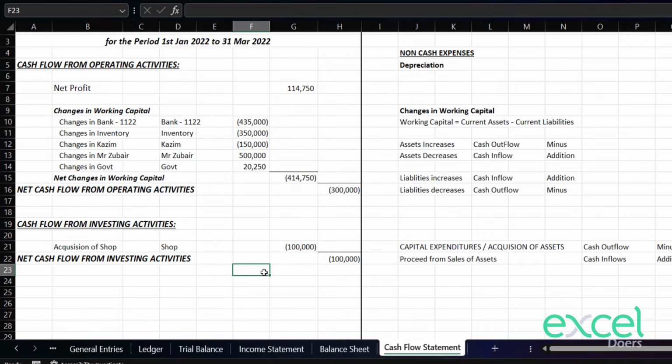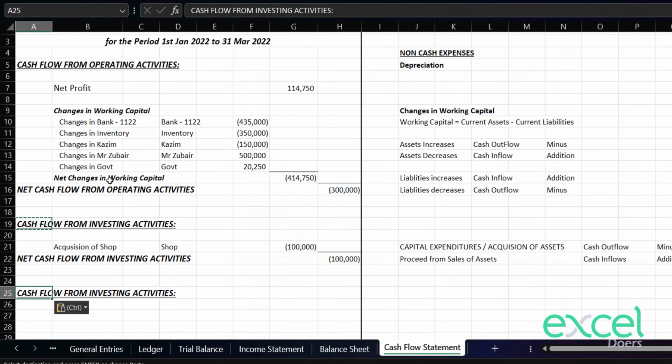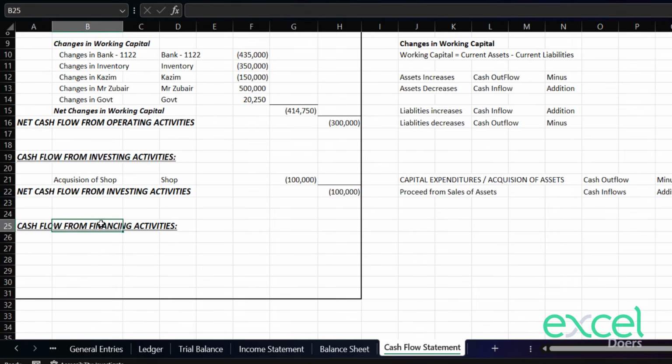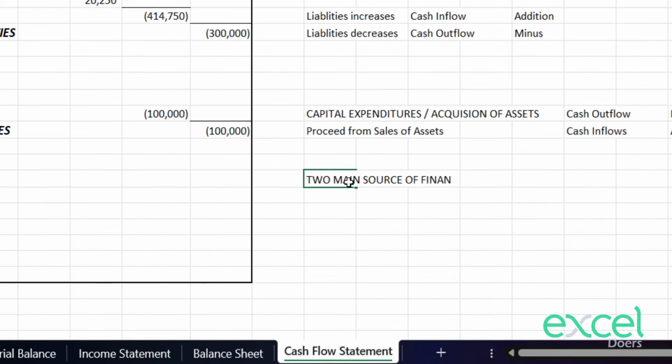The third and the final element of the cash flow is cash flow from financing activities. The word finance itself says that it involves dealing with the money. There are two sources of financing, two main sources of financing.